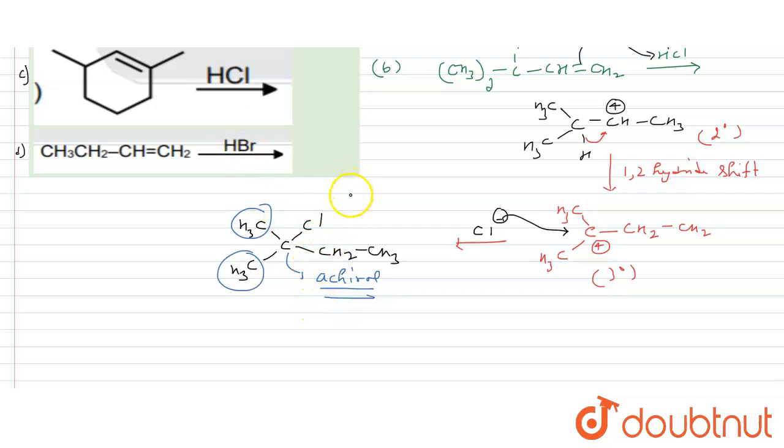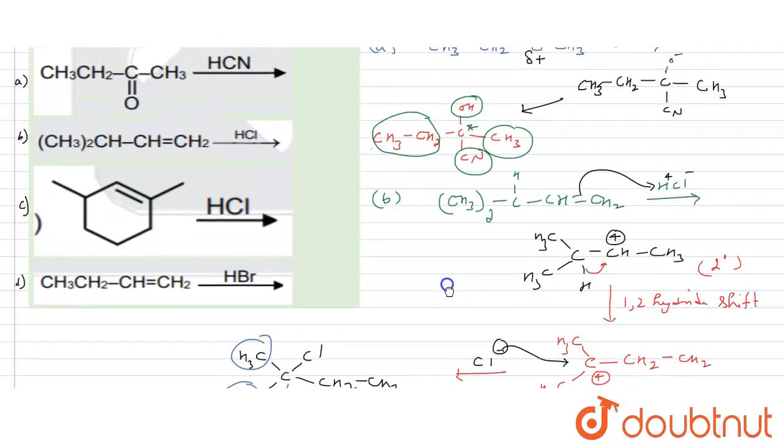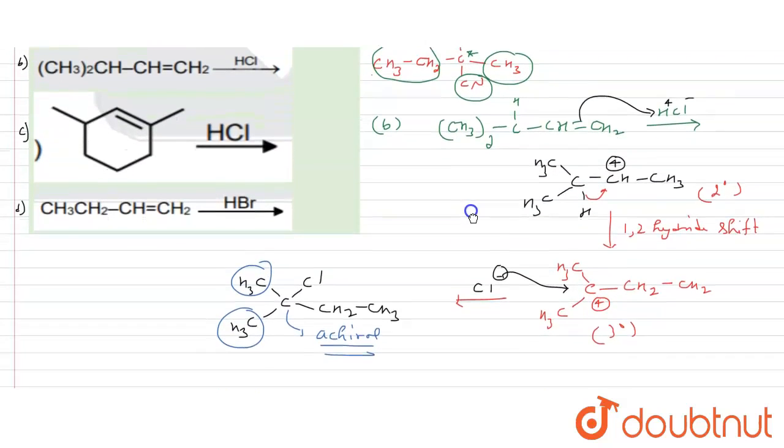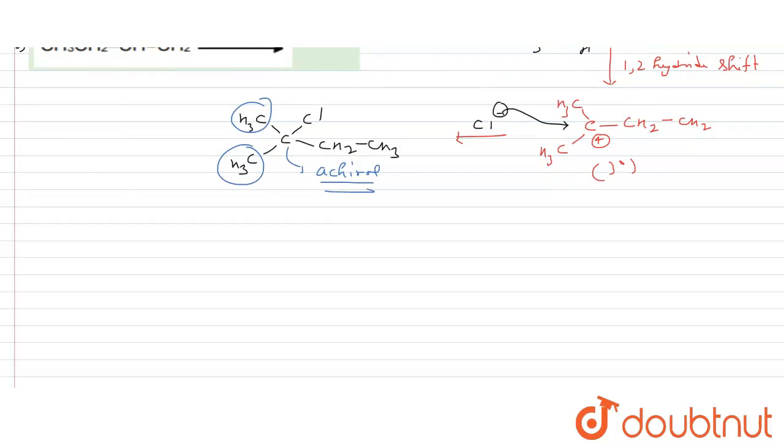While for showing a racemic mixture, the carbon, or you can say the central atom, must be chiral. So according to this, our answer should be B. So let's check the other reaction options. That is another reaction that is taking place here. You can see here the reaction is like this.